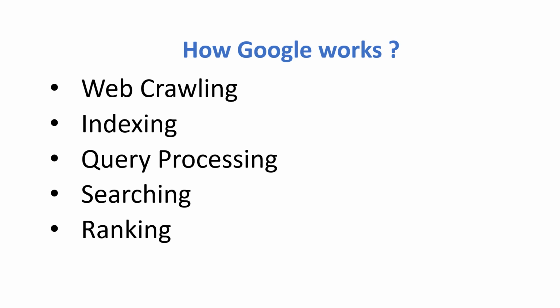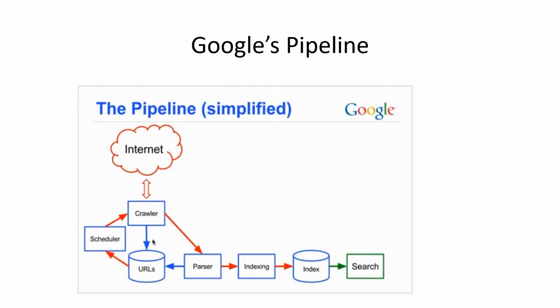Okay, so we will understand in this lecture how Google works. That is going to be our concern today. These are the primary modules Google has: web crawling, indexing, query processing, searching, and ranking. We will see how each and every process is done. This is the overall picture of Google's pipeline.